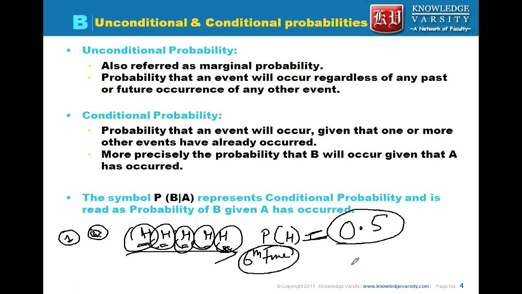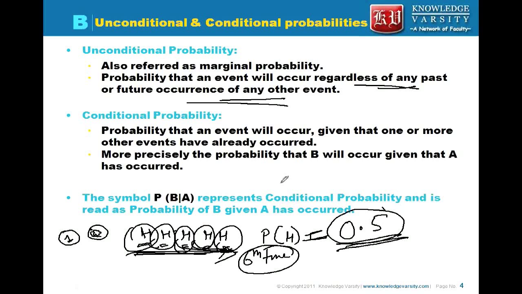Many of you might start thinking that the coin is biased when you have got head 5 times, but if you think that the coin is unbiased, the probability is still 0.5. So what we say is the probability of head coming is regardless of any past or future occurrence, regardless of how many times head has come in the past. It is an unconditional probability, no condition whatsoever.